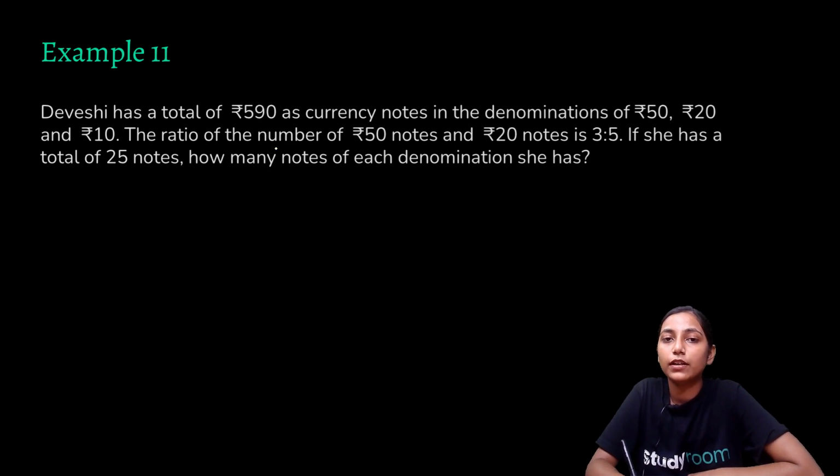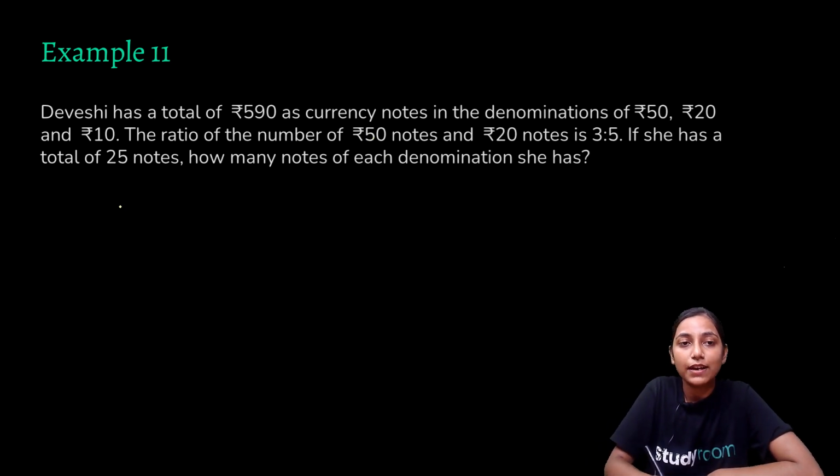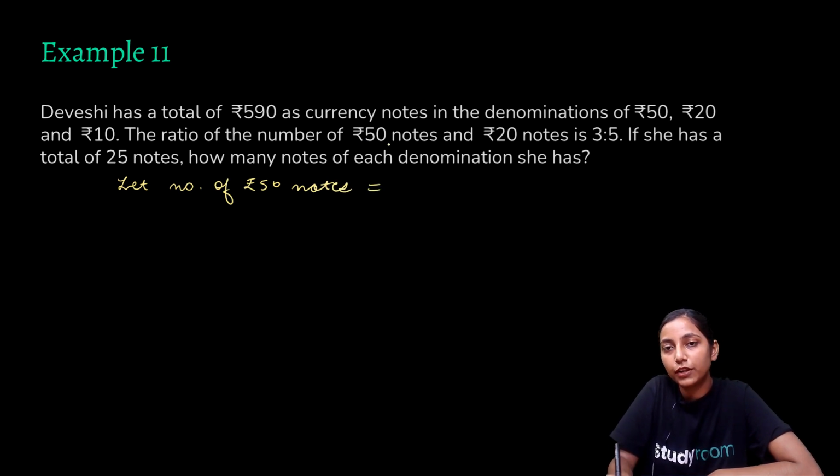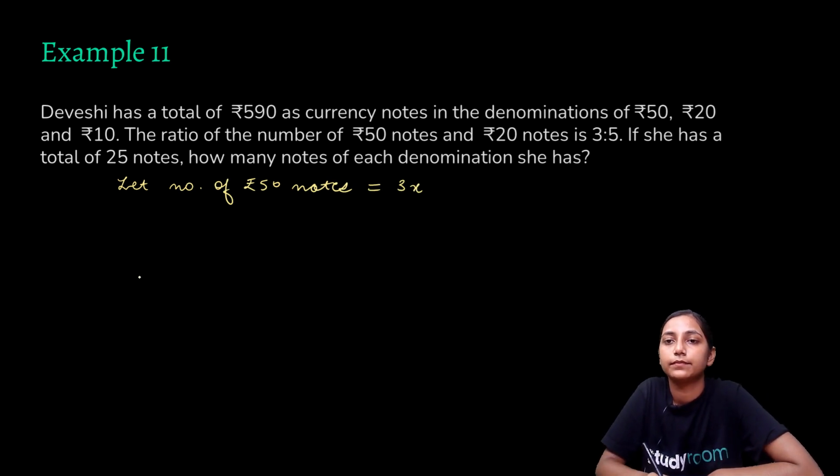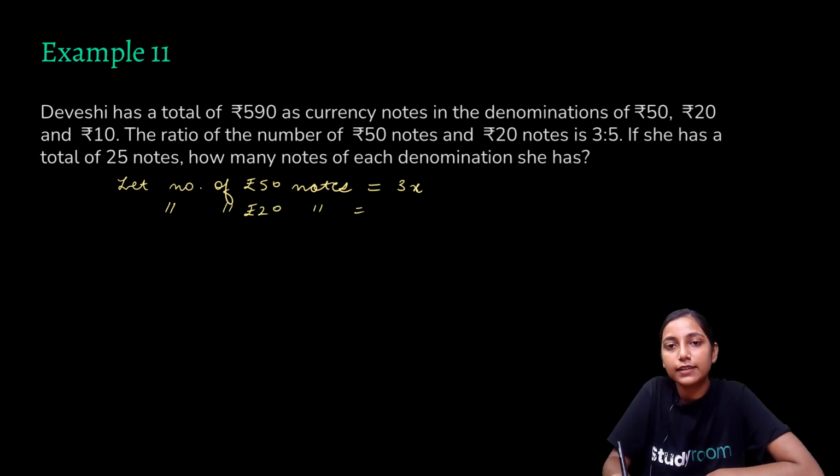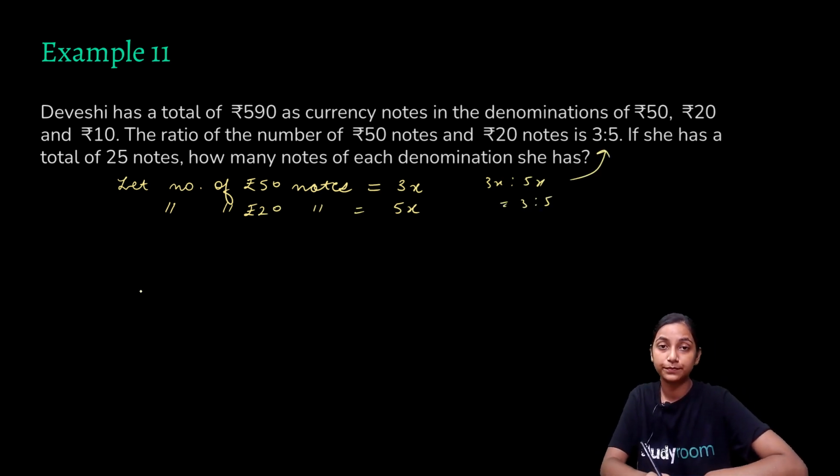What is given? That the ratio of the number of 50 notes and 20 notes is 3:5. So we can let the number of 50 rupees notes be 3x, and then the number of rupees 20 notes will be 5x. You can check that 3x to 5x is going to be 3:5. This is what is given in this question.